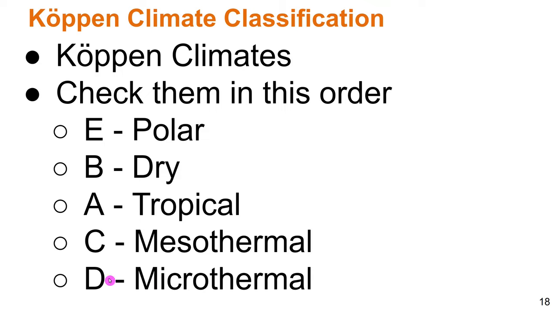And so if you get to this point and it meets the criteria, 3 months over 10 Celsius and the coldest month is below zero, then you go to the details to figure out what kind of snowy forest climate it is. If it's not, you've made a mistake. I would go back to the polar climates and run through, check your numbers and run it through again.